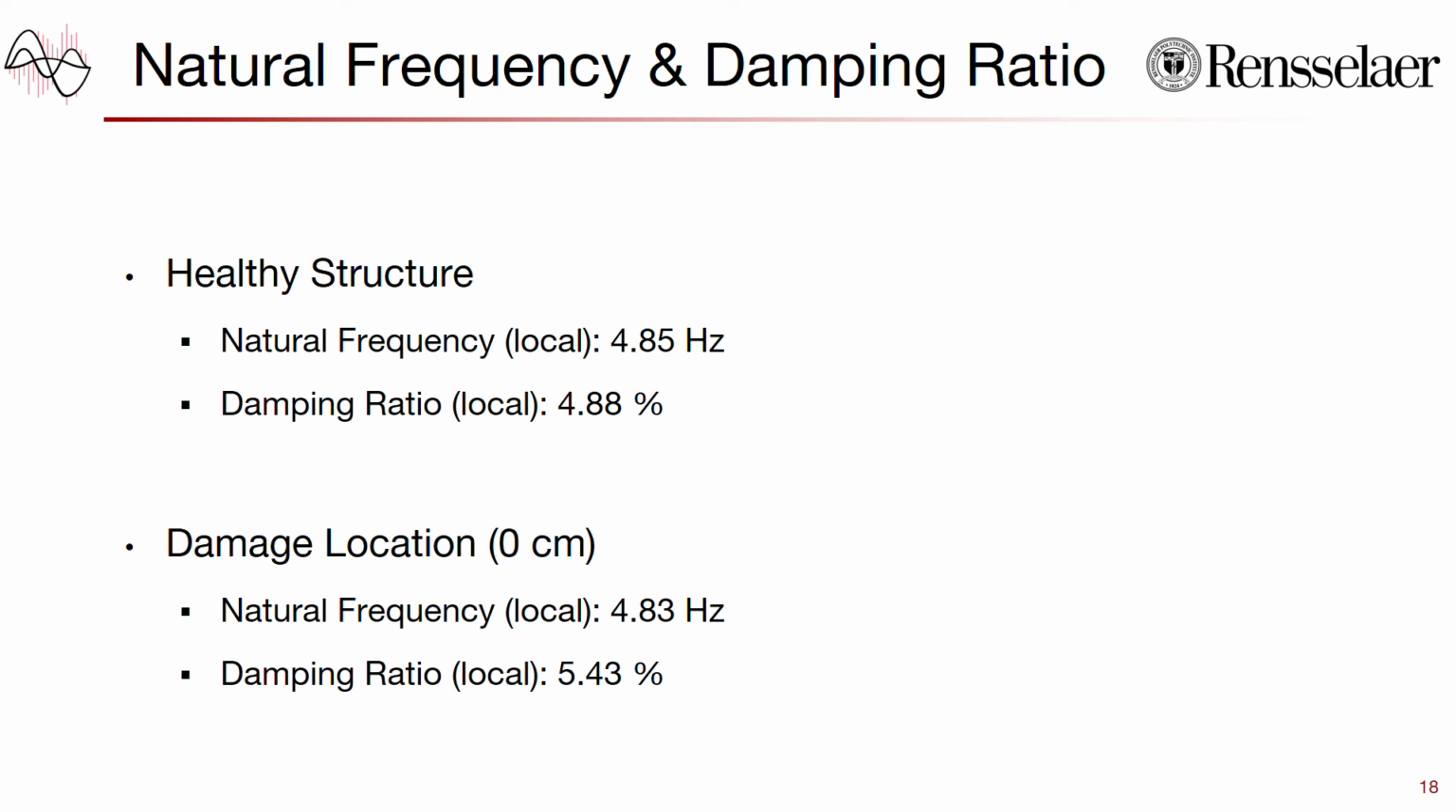And so for the damage location, I found a natural frequency of 4.83 hertz, so negligibly smaller than the natural frequency of the healthy signal, but a damping ratio of 5.43%, which is higher than the healthy signal. And even though this is small, this could be due to any of those added weights that mimic possible damage within the structure.